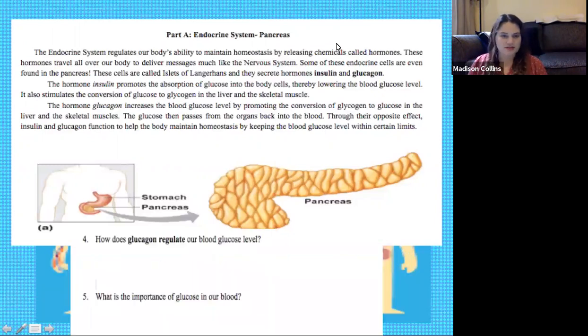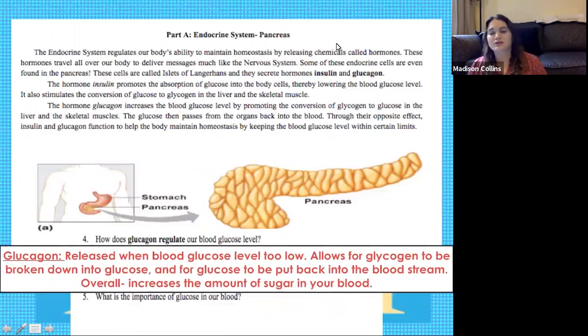But now the opposite. How does glucagon regulate our blood glucose level? Okay, like I said, it does the opposite. Glucagon is going to be released when blood glucose levels are too low. This allows for glycogen, remember that stored version of glucose, to be broken down into glucose and for glucose to be put back into your bloodstream. So overall, glucagon is going to increase the amount of sugar in your blood.